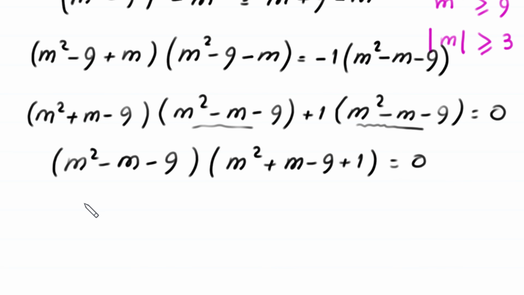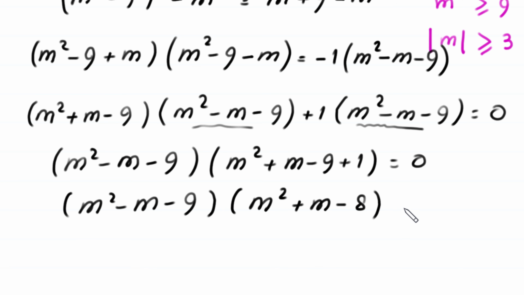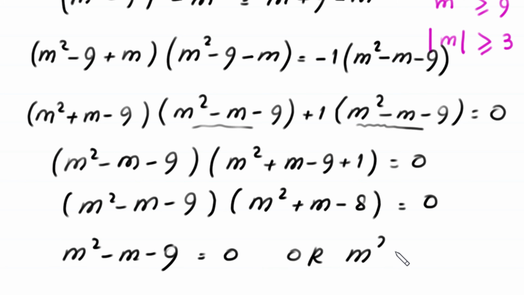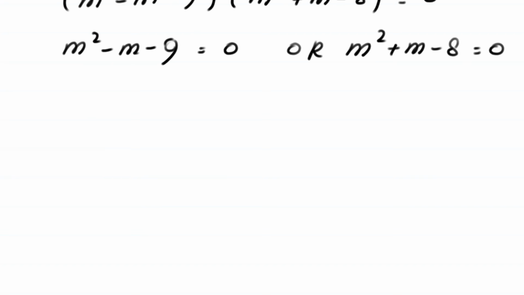Further simplify, this will become (m squared minus m minus 9) times (m squared plus m minus 8) equal to 0. Either this expression m squared minus m minus 9 equal to 0, or this expression m squared plus m minus 8 equal to 0. This quadratic equation is not factorable, so we solve it by quadratic formula.